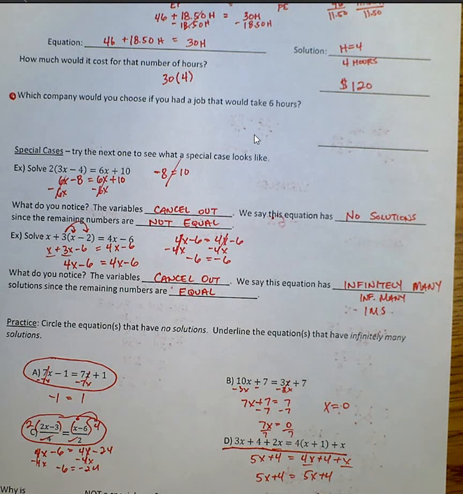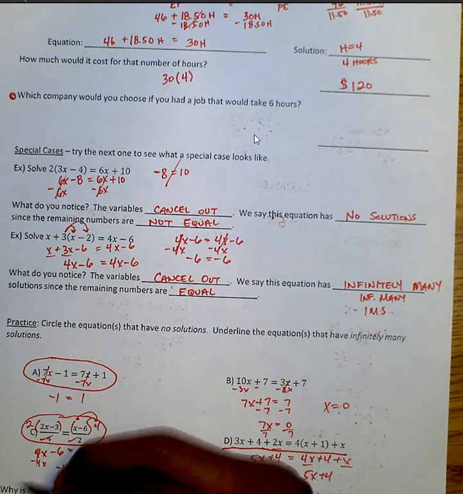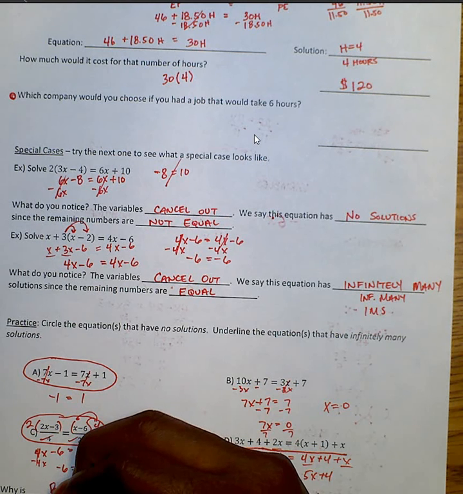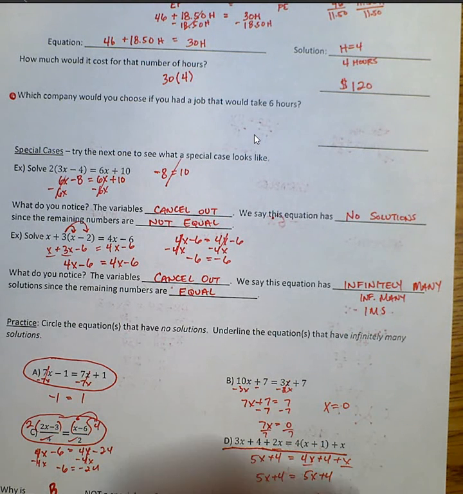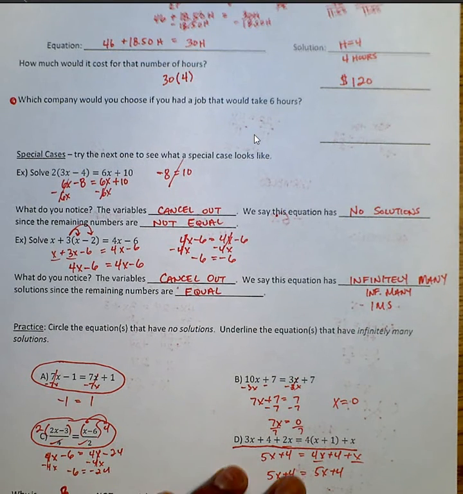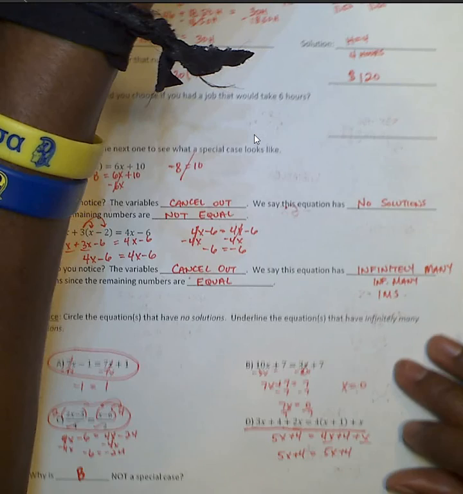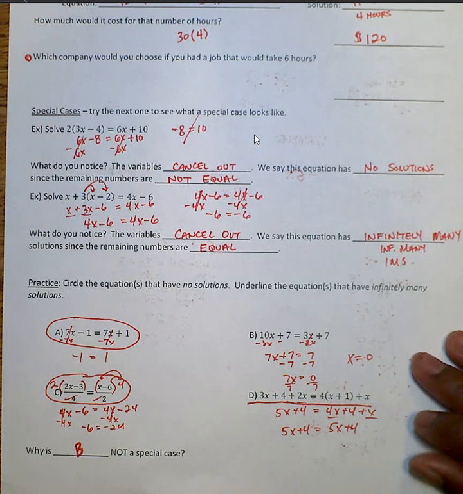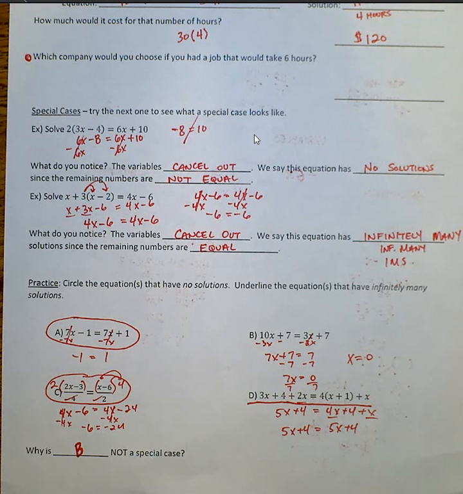Okay. Why is B not a special case? Because x equals a number. X equals 0. And that's fine. It's not a special case. It would be a special case if the variables cancel out. The variables don't cancel out. Alright, so there you have it. Solving equations with variables on both sides.